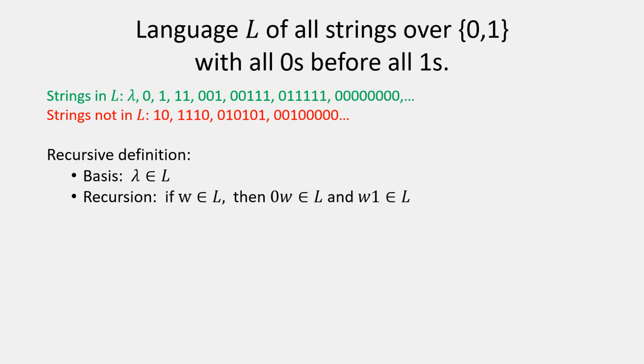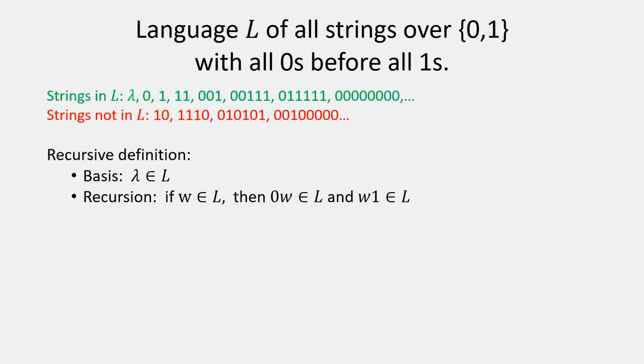So first, let's do a recursive definition of the style that we did in the last lecture. Our basis will be the empty string. Remember, lambda is the empty string. And for the recursion, it will be very similar to the first recursion for all binary strings, but with a crucial difference. We're only allowed to put 0 in front of our string and 1 at the end of our string. So if you take a string with all zeros before all ones and we put 1 at the end, well, this 1 is still after all the zeros.